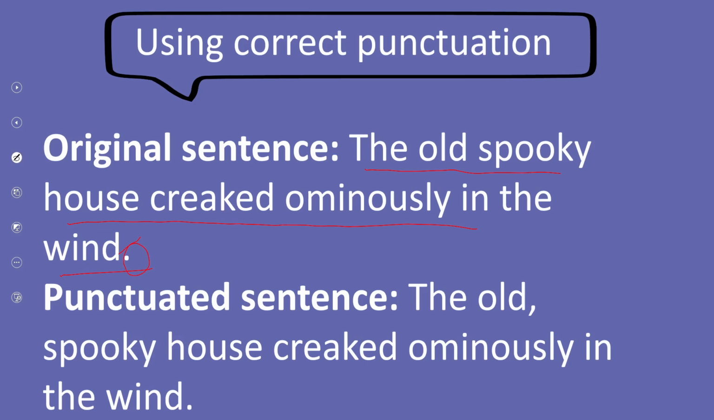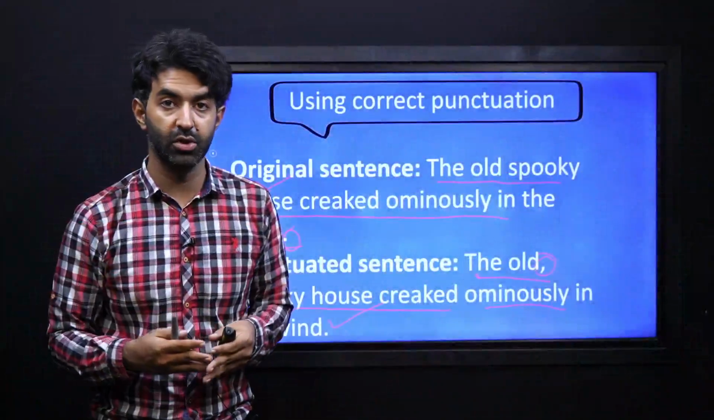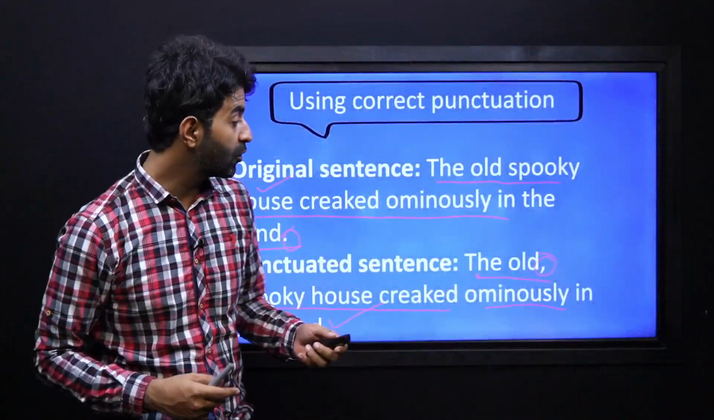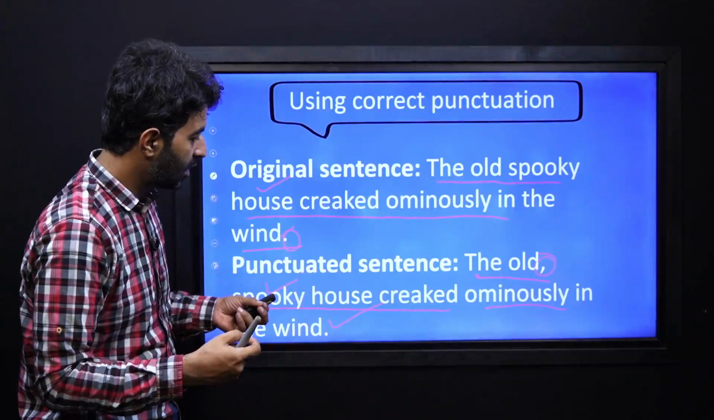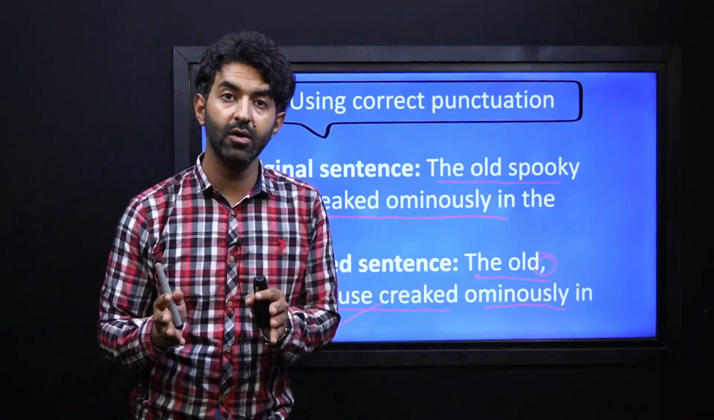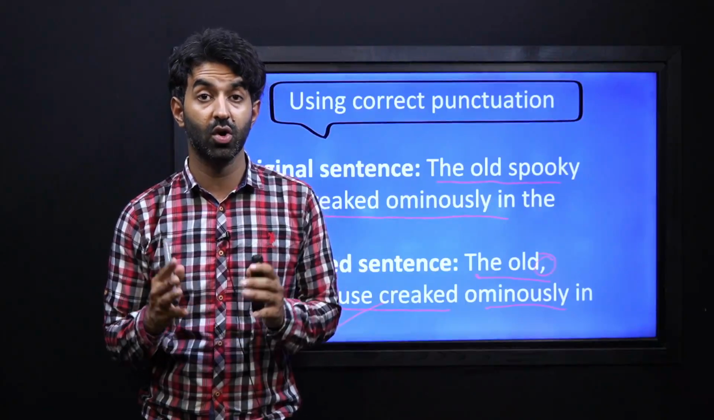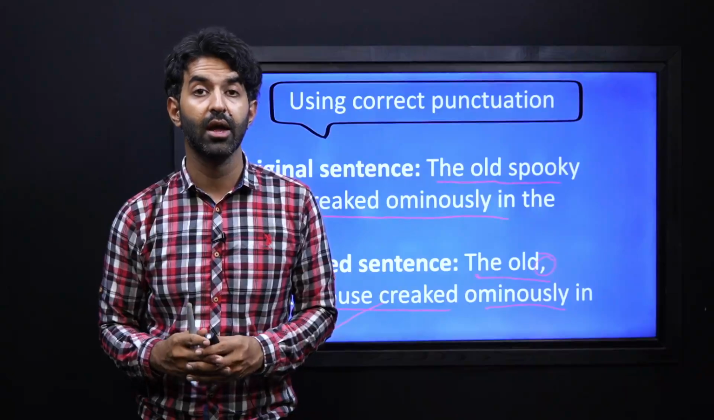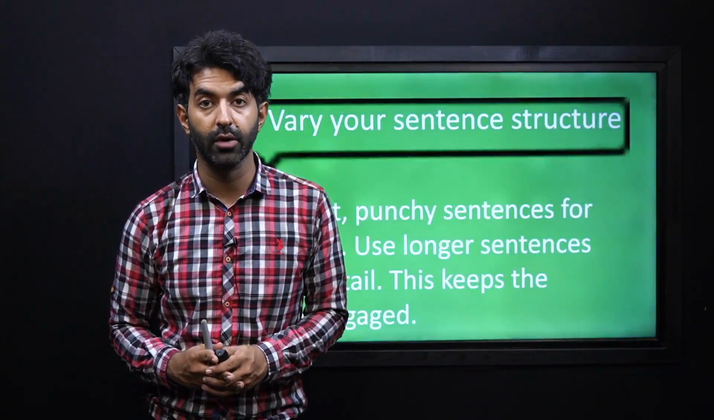But if you punctuate it, since it is describing something, it is describing a house, which is our noun, the punctuated sentence would be: The old, spooky house creaked ominously in the wind. We used a comma to give more description. We are saying that the house is old, spooky, scary, creaked ominously in the wind. So old and spooky are separated by a comma. So correct punctuation in your descriptive composition is very much important.